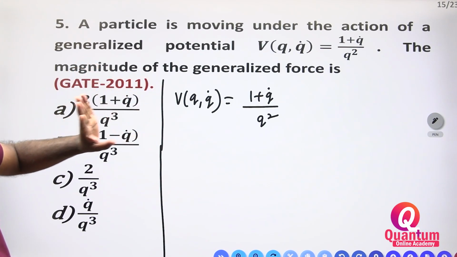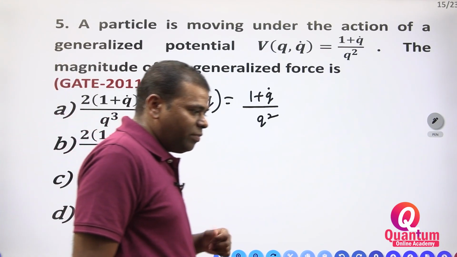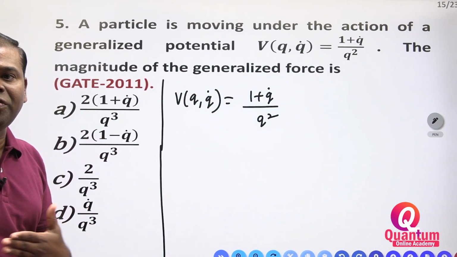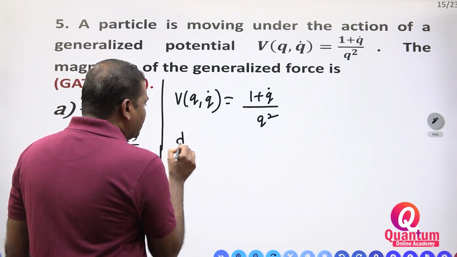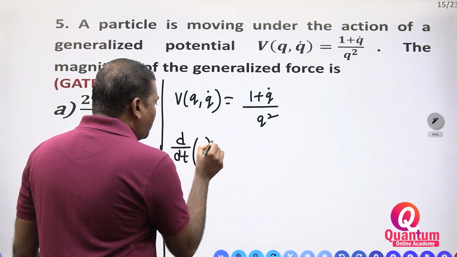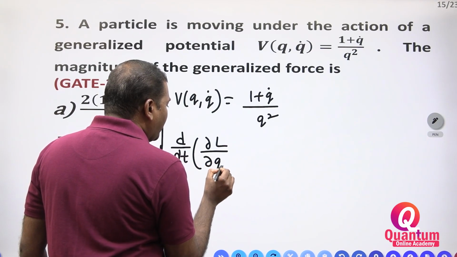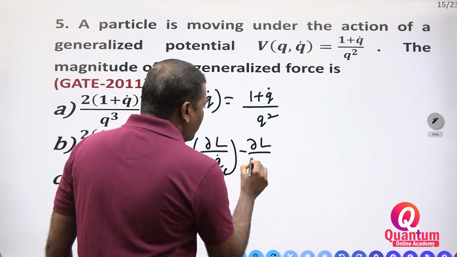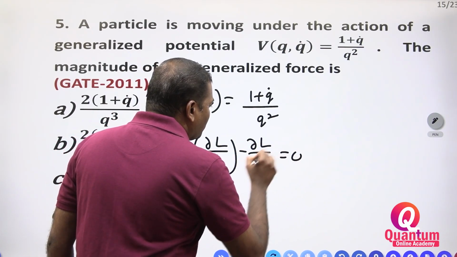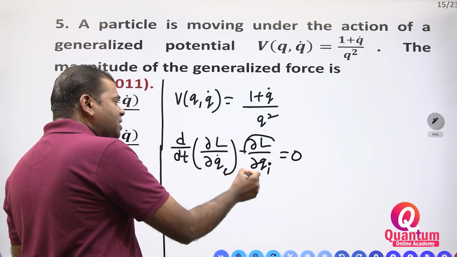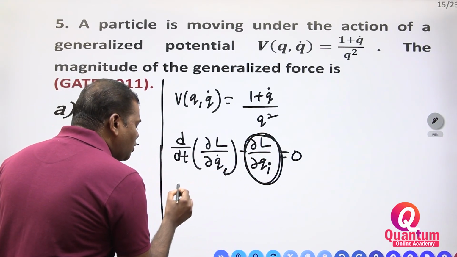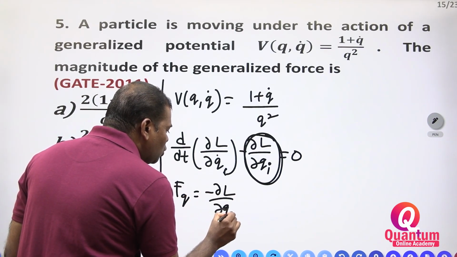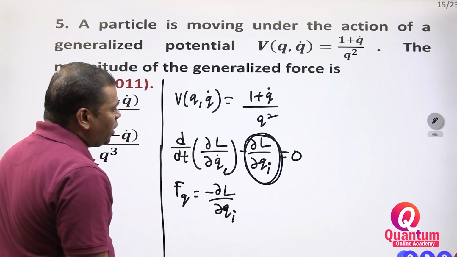The magnitude of the generalized force they are asking. Generalized force they are asking. You know the Lagrangian equation of motion. What is the Lagrangian equation of motion? d by dt of dou L by dou Qi dot minus dou L by dou Qi is equal to 0. There, what is the generalized force? The generalized force is Fq is equal to minus dou L by dou Qi.